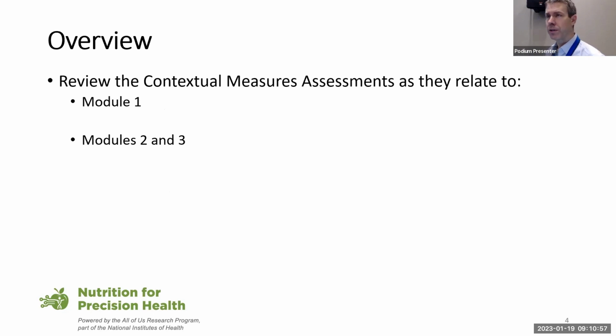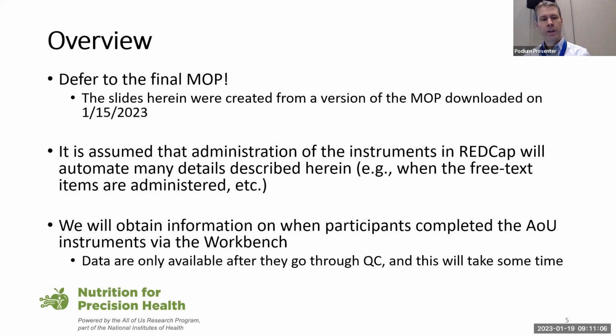So here's an overview of the discussion today. We're going to review the contextual measures as they relate to first module 1, which is where we have most of the burden, and then modules 2 and 3. Now, a little bit about the contextual measures section. By all means, refer to the MOP. So I generated these slides as of the most recent version of the MOP from a few days ago, from the 15th. But we are still going to make a few minor tweaks to the MOP here within the next couple of days. So the slide deck is up to date as of today, but by all means, be sure to look at the final MOP.